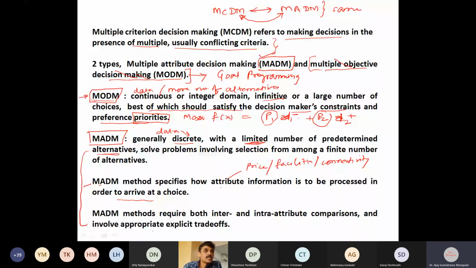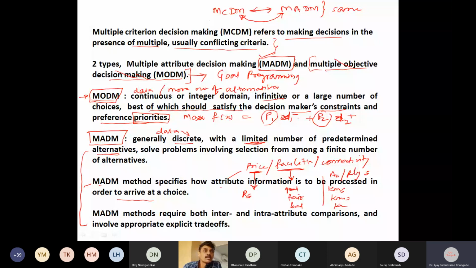Now, when we consider price, the price will be stated in rupees, while the facilities can be expressed as good, fair, or bad. Connectivity, you have to express in terms of how many buses are coming there, how far the railway station or some bus depot is. It could be stated in kilometers from the airport or from the railway station, something like that.